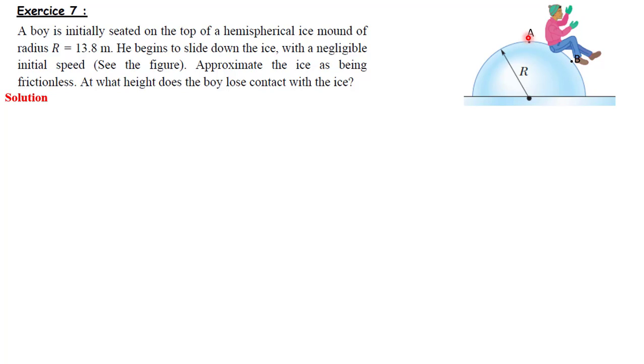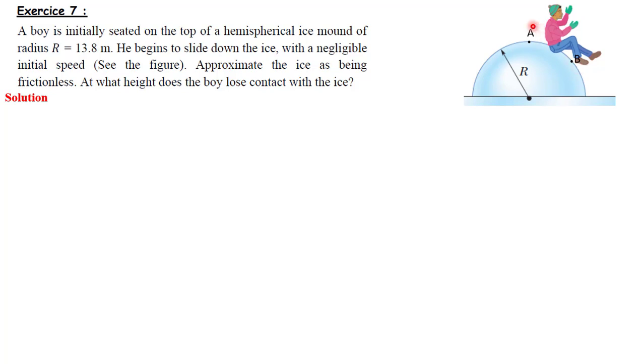He slides down the ice, and then he will reach a certain point at which he will lose contact with the hemisphere. So the point at which he is losing the contact is B. Approximate the ice as being frictionless. At what height does the boy lose contact with the ice? So we need to find the height at which the boy loses contact with the ice. So we want to find HB.